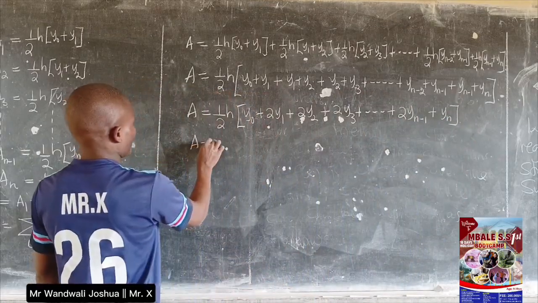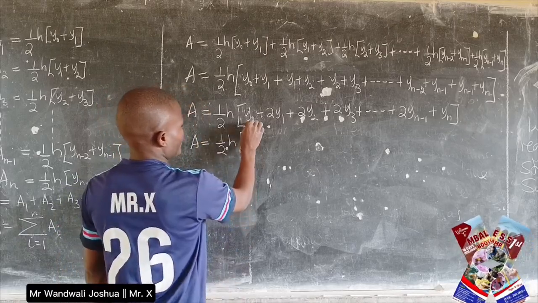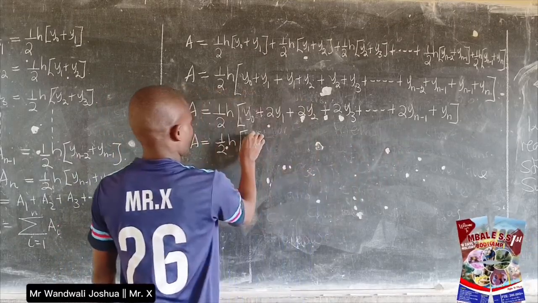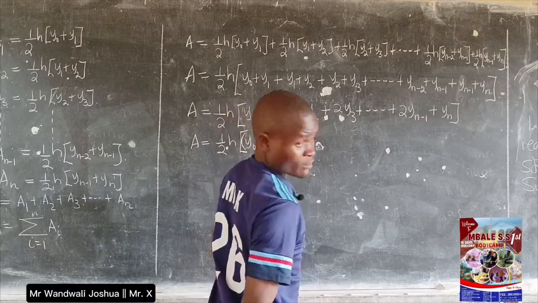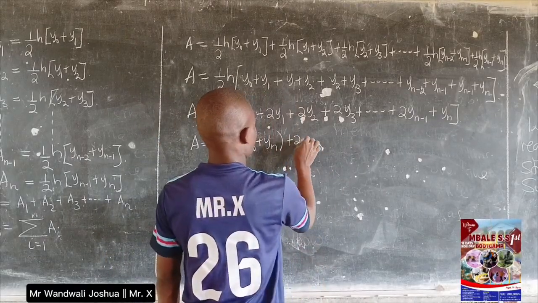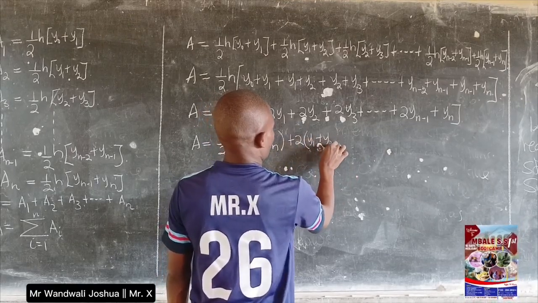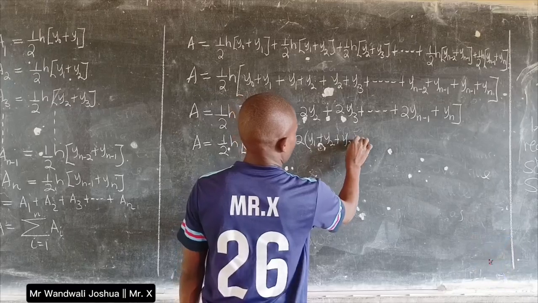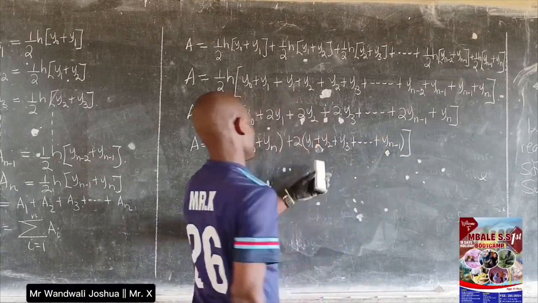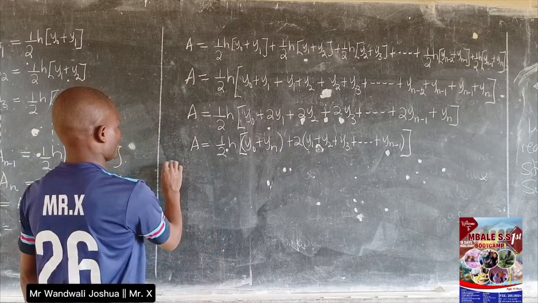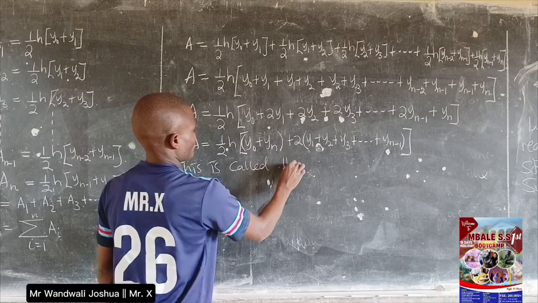And our area is going to be a half h into, I believe this one I can combine with that, y0 plus yn, because we have only one yn, plus twice, where 2 is common, y1 plus y2 plus y3 up to y(n-1). Now this is what we call the trapezium rule.